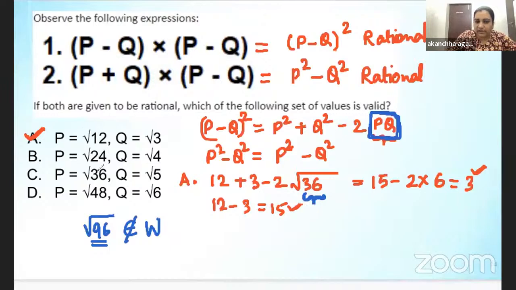If you check out the other examples, like 24 times 4 is 96, which is not a perfect square. 36 times 5 is 180, which is again not a perfect square. And 48 times 6 is 288, which is again not a perfect square. So the only term which will satisfy these two conditions to give a rational result is option A.